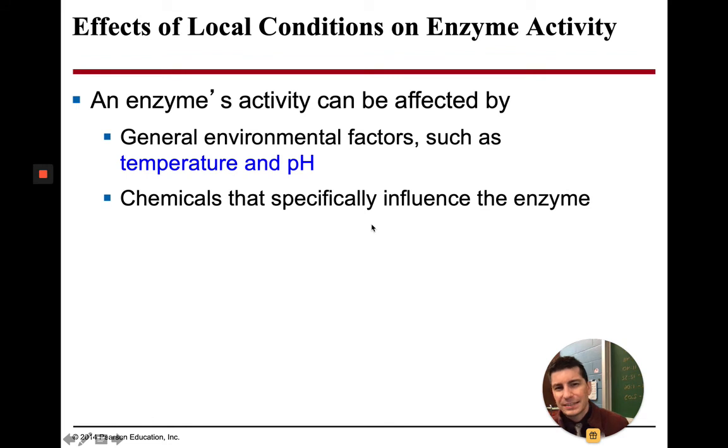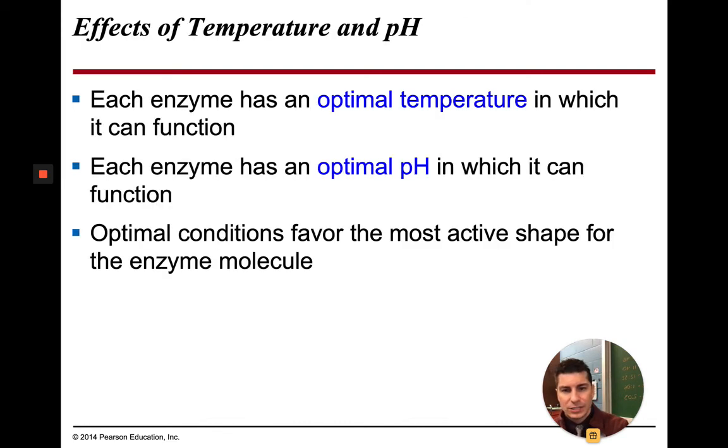Things that can affect an enzyme activity, in other words, its active site. Temperature and pH are the two main ones. We can even have salt levels, salt concentrations. They can affect it as well. But what happens here is if the temperature or the pH gets too far out of whack, the enzyme becomes denatured. It changes its active site.